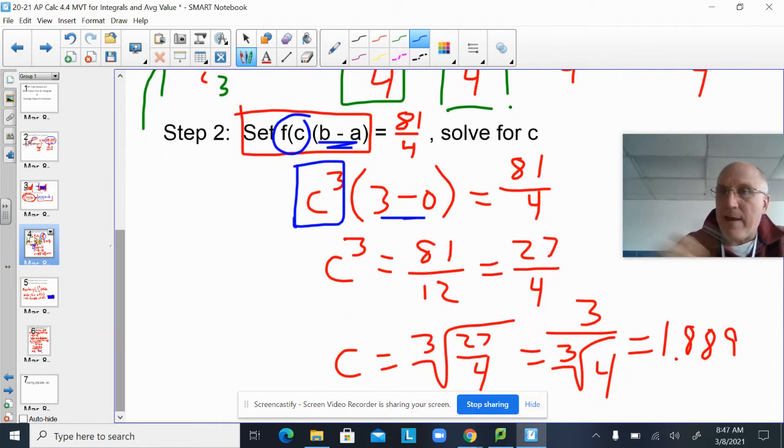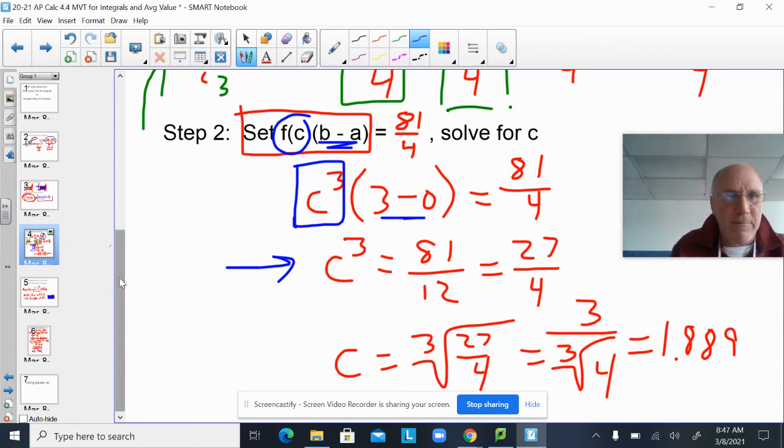Now it's just doing some algebra carefully. 3 minus 0 is 3. If I multiply by a third, I get c cubed is 81/12. I reduce that to 27/4. And then I just cube root that, which in this case does turn out to be a crazy decimal of 1.889. Without a calculator, you could have left that as the cube root of 27/4.